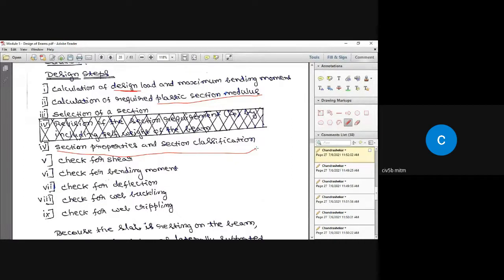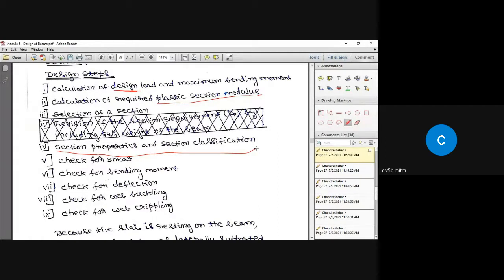And then go for check for shear and check for bending moment. As I said, only in case of laterally supported beams. So we are going to check for shear first before checking for bending moment, because we are going to make use of that shear value under the bending moment heading to check whether the section is subjected to high shear or low shear.